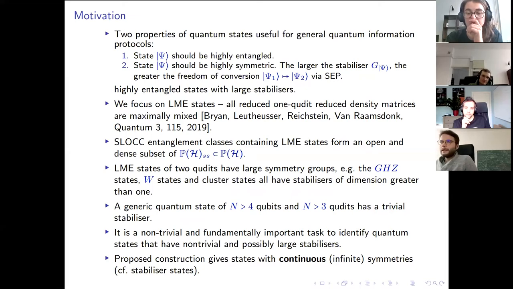Also, LME states play a role in the SLOCC entanglement classes, which I will specify later. For now, let's say we are interested in LMEs also because we know that they form an open and dense subset in the space of all quantum states. I mean, the SLOCC classes which go through LME, whenever LME exist, because in some local dimensions they do not exist. But if they exist, then the SLOCC classes going through LME are open and dense in the Zariski topology.